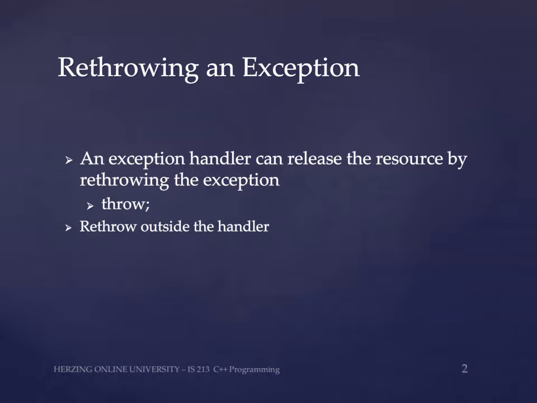Rethrowing an exception. A function might use a resource like a file and might want to release the resource, such as close the file, if an exception occurs. So an exception handler, upon receiving an exception, can release the resource, then notify its callers that an exception occurred by rethrowing the exception via the statement throw. So you can call the throw statement again.